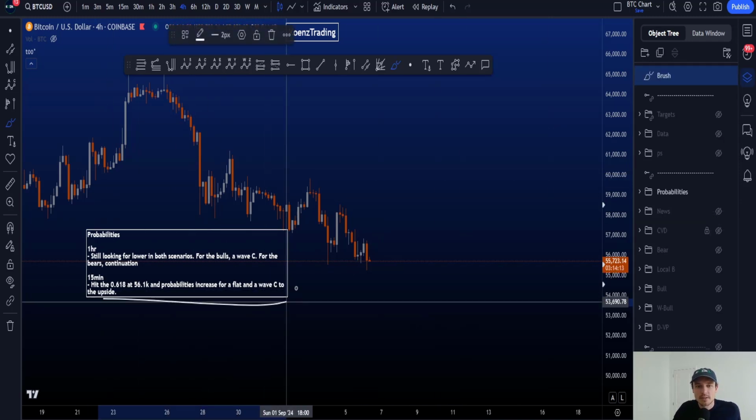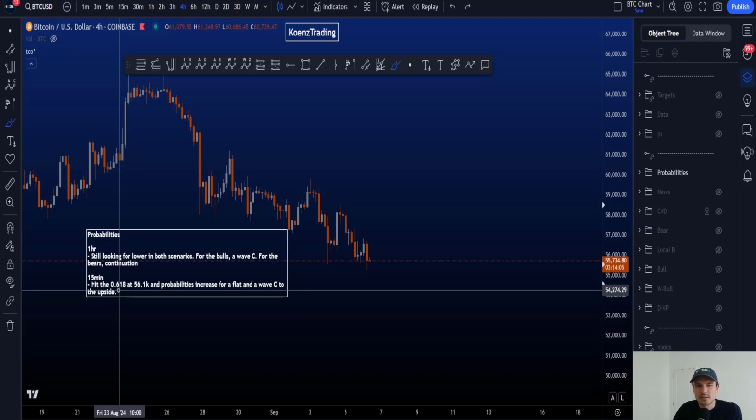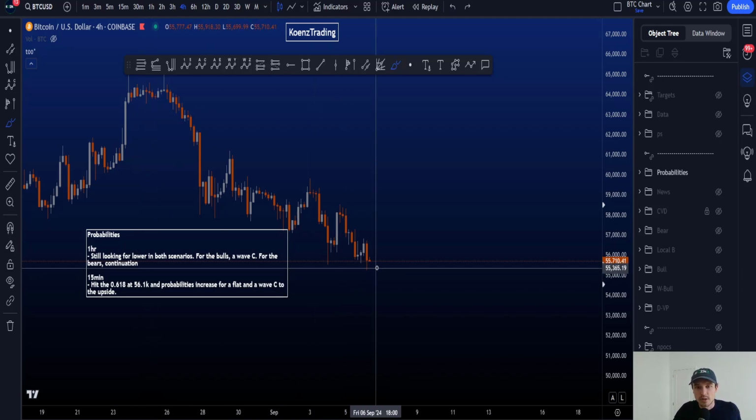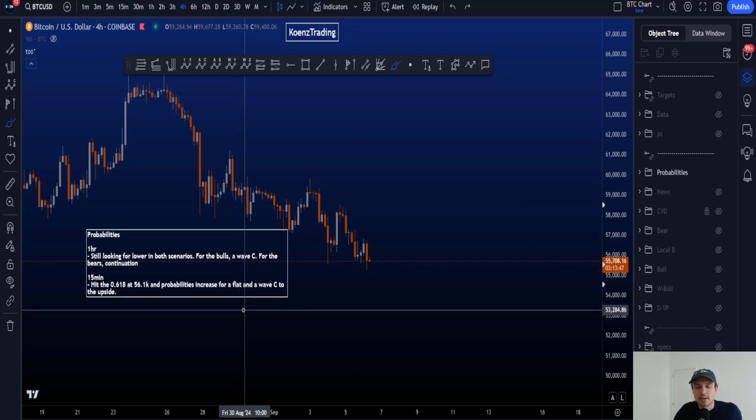On the 15-minute time frame, there is at least the potential for a flat, right? But before that starts to become interesting, we would at least need to hit like the 0.618 at 56.1k and then observe how price continues in confluence with CVDs and stuff. So yeah, it's not yet there, but if you do hit 56.1k, then at least before, by the way, taking out the low, then at least the probabilities do increase for a flat and a wave C to the upside. So something to keep in mind.